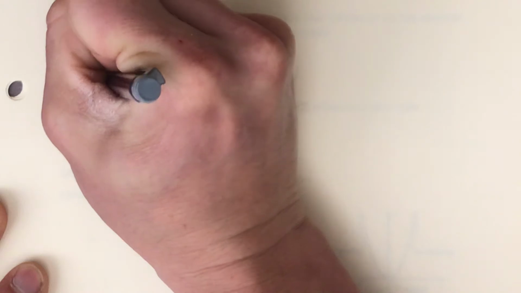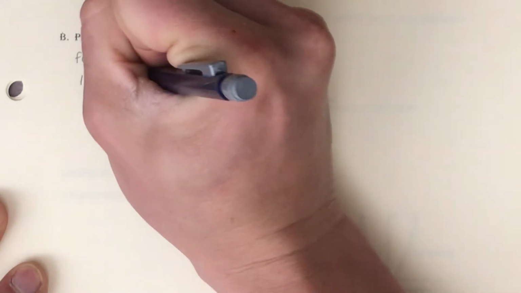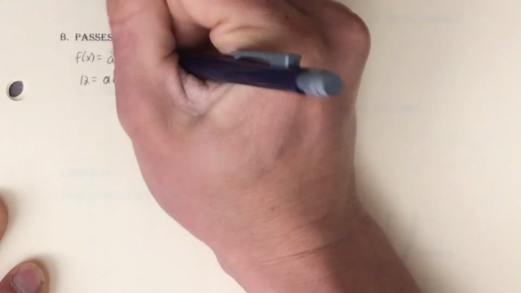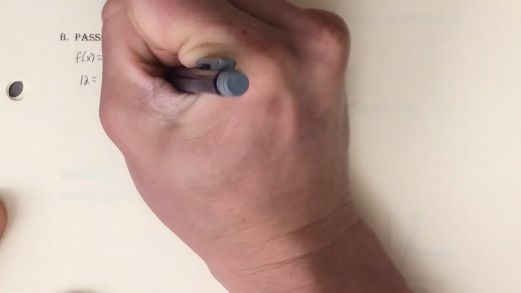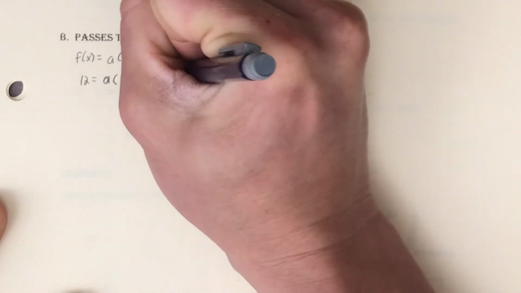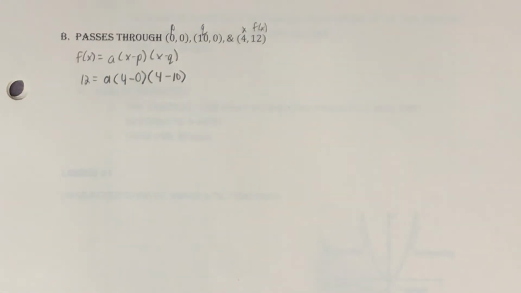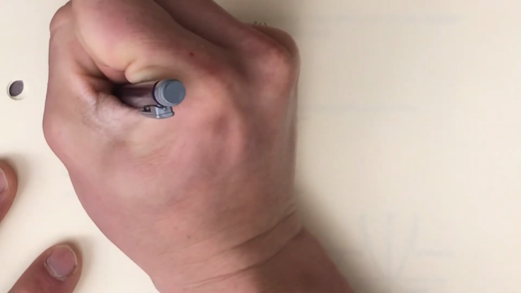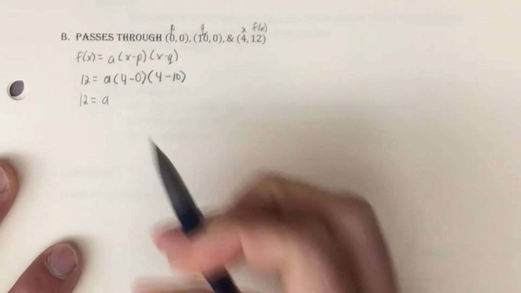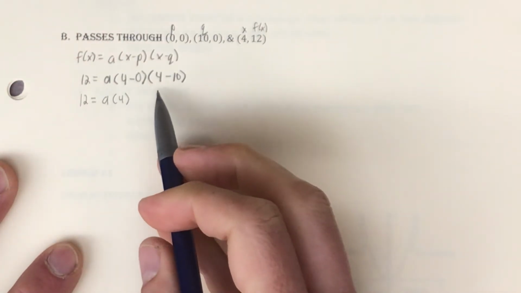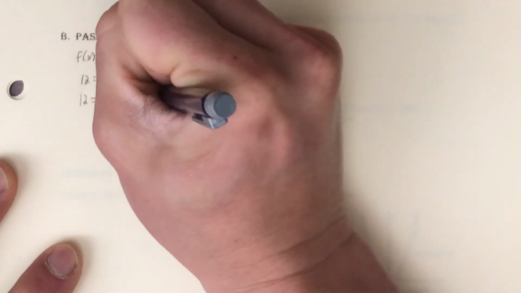So for f of x, 12 equals a, that's the one thing we don't know, times my x, which is 4, minus my p, which is 0, times, again, my x, which is 4, minus my q, which is positive 10. And then we need to simplify down. So nothing to simplify on the left side, so 12 equals a can't be simplified at this point. 4 minus 0 in parentheses is 4. And then in the other parentheses, 4 minus 10 is negative 6.